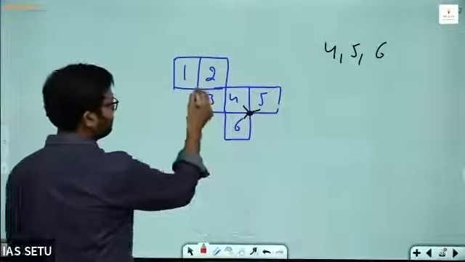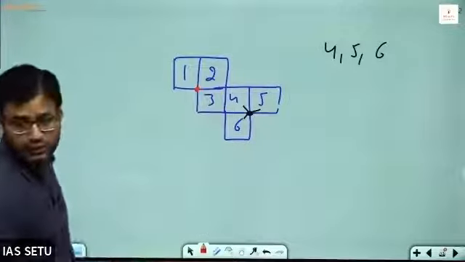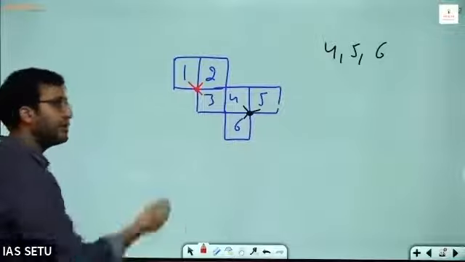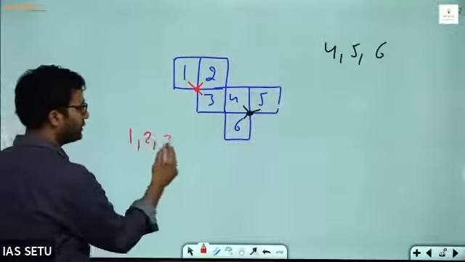Similarly here, if you concentrate on this vertex which is common for 1, 2, 3, can we conclude 1, 2, 3 are adjacent to each other?